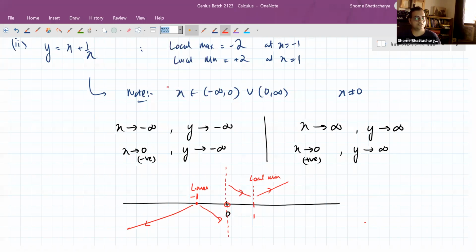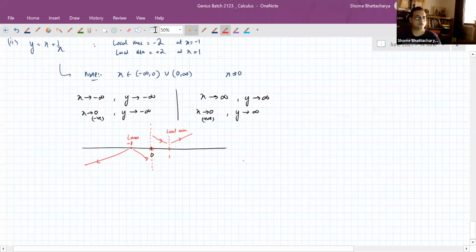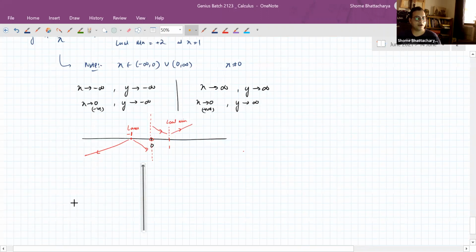So that is what makes this a very interesting function. When we visualize the graph now, we'll have to think of individual parts of the domain: the negative part of the domain and the positive part of the domain, because it does not include 0 now. So in the positive part, you can see this is what is happening.